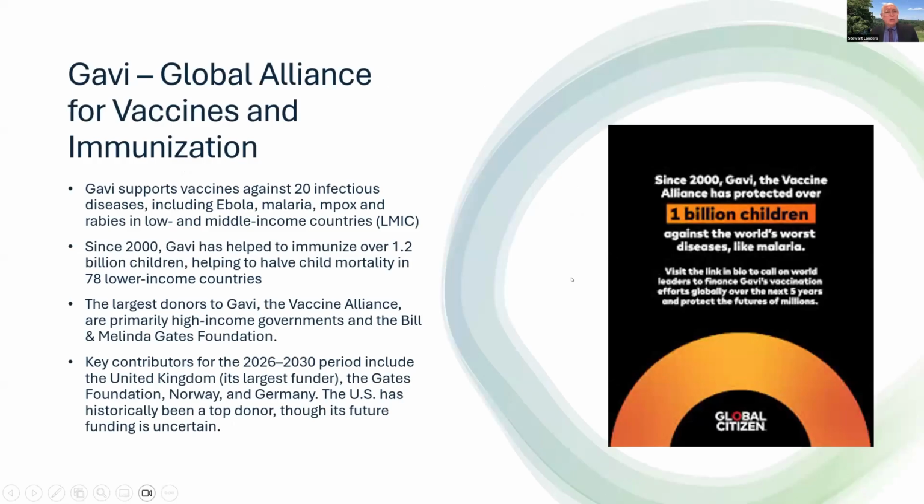Gavi, the Global Alliance for Vaccines and Immunization, supports vaccines against 20 infectious diseases, including Ebola, malaria, Mpox, and rabies in low and middle income countries. Since 2000, Gavi has helped to immunize over 1.2 billion children, helping to halve child mortality in 78 lower income countries. Next slide, please.